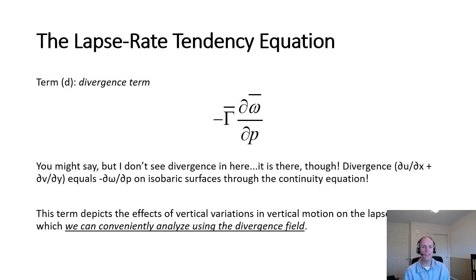So really, if we think about it in terms of how it appears here, it's the effects of vertical variations in vertical motion, change in vertical motion, change in pressure, change in height on the lapse rate. And because of that relationship for that quantity to the divergence, all we need to know is what the lapse rate is, really the intensity of the inversion, and the strength of the divergence, which we have from that low-level wind field. That allows us to be able to analytically evaluate this particular term.